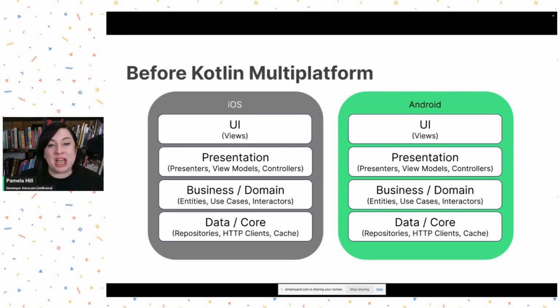Now, before we had Kotlin Multiplatform, whenever we wanted to develop, say, an Android and iOS app, maybe a desktop app, we would always have to create the full layer of data, core business domain, presentation and UI layers for Android, and then the same for iOS. So there was no code sharing whatsoever.